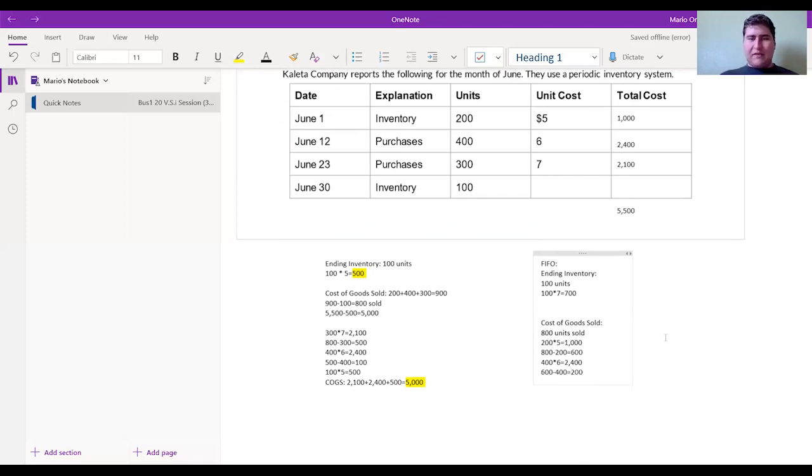I mixed myself up a bit. Anyway, so we have 200 units left that haven't been accounted for. And we go to the next layer down. I was still in LIFO mode for a second there.